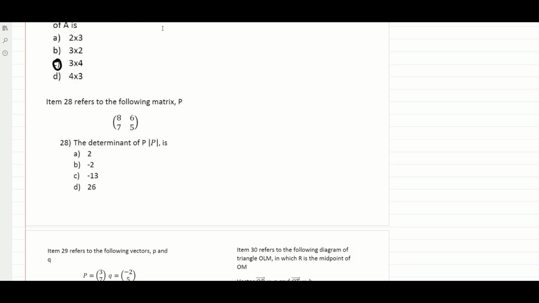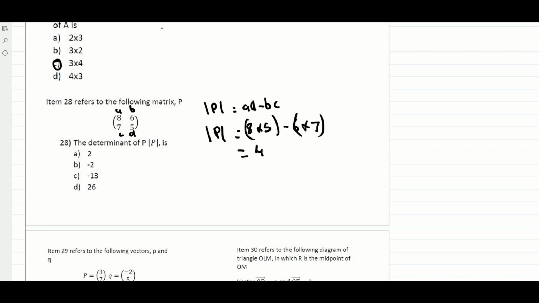Determinant, there's a formula for determinant. The determinant of P is equal to AD minus BC. This is A, this is B, this is C, this is D. So the determinant of P is equal to 8 multiplied by 5 minus 6 multiplied by 7. 8 fives are 40, 6 sevens are 42. So that's minus 2. So your answer would be B.